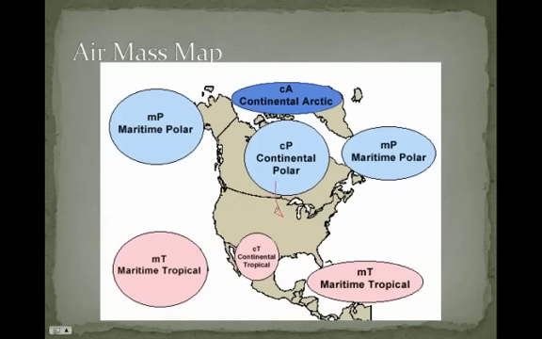So continental polar comes down from Canada, or continental tropical comes from Texas and Mexico. Maritime tropical can come up from the Gulf of Mexico mostly, or from the South Pacific, and then typically we see this air mass for our maritime polar.